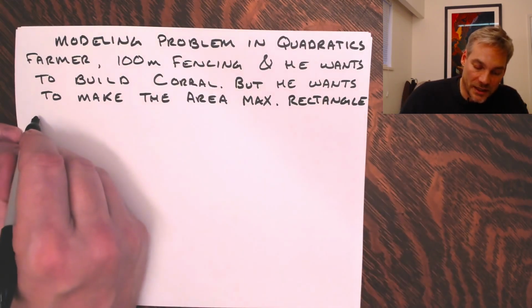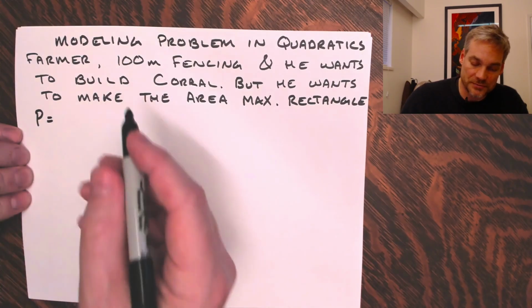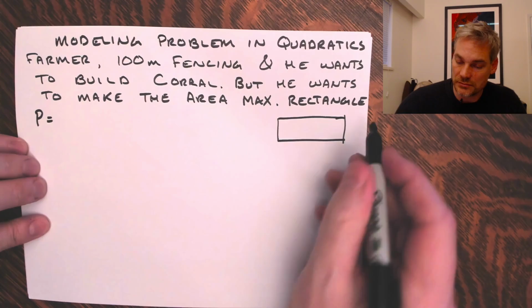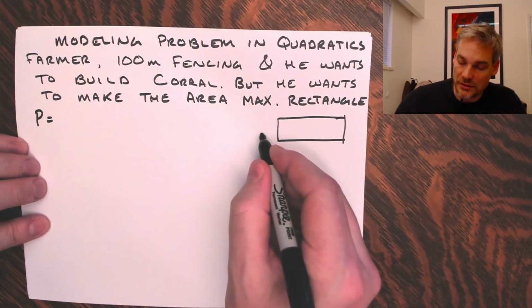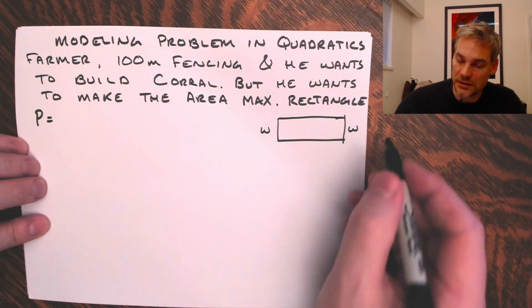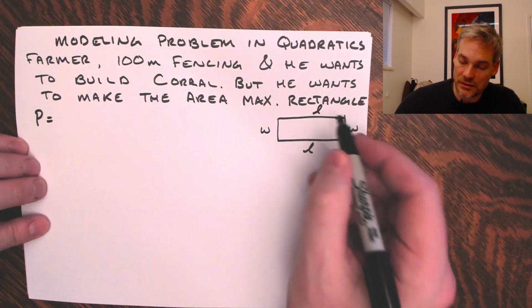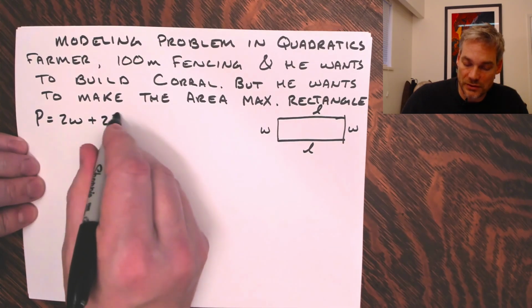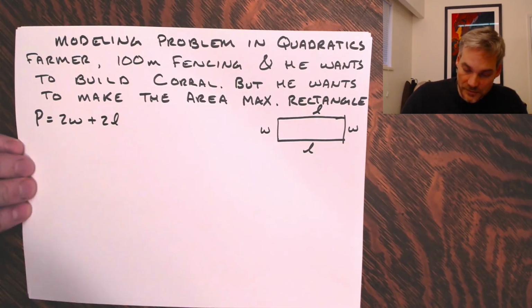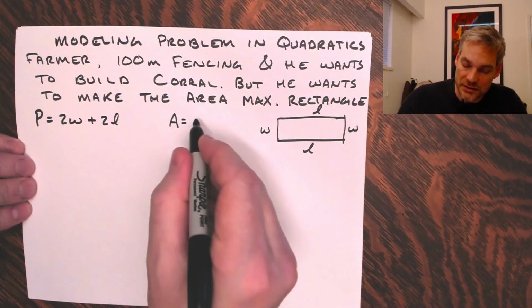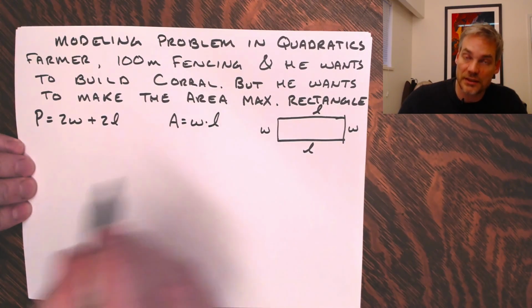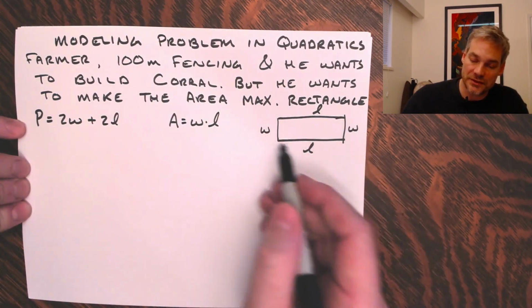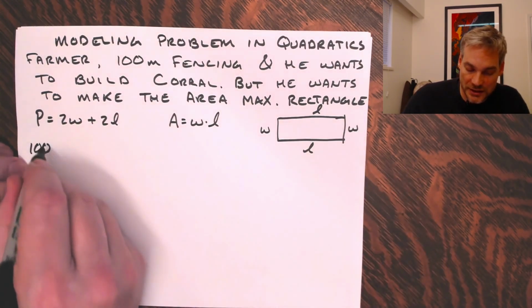So what we have here is we know that the perimeter of a rectangle is the width and the length. So we know that it's 2 widths plus 2 lengths is our perimeter. But we know the area for this is also just the width times the length. Now, we know how much fence we have. We have 100 meters of fence to go all the way around. So we put 100 in here.